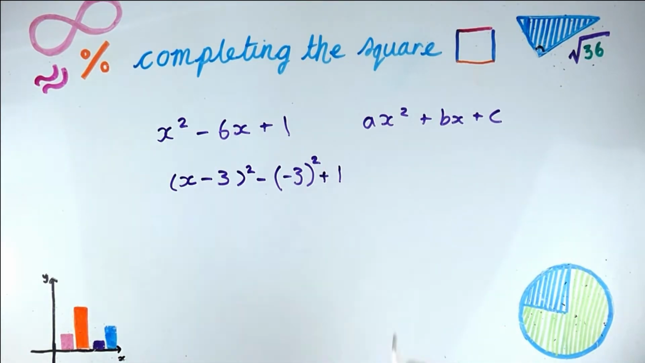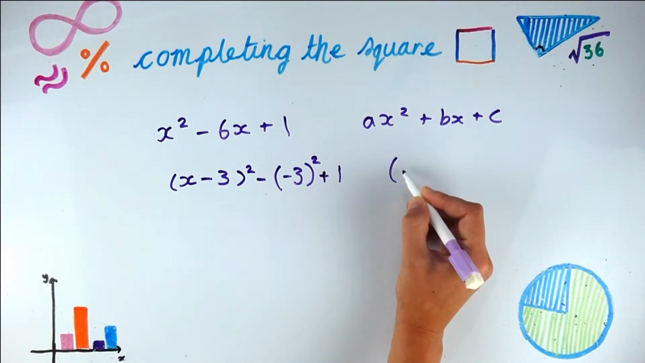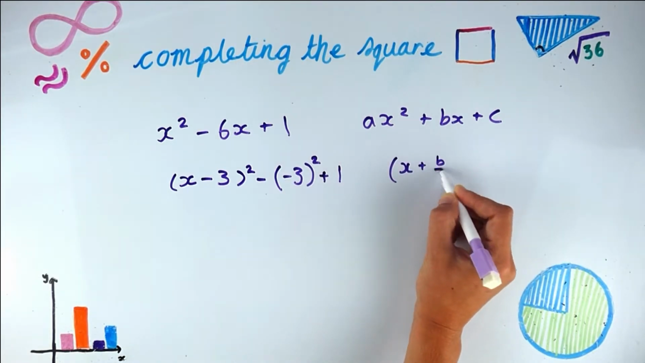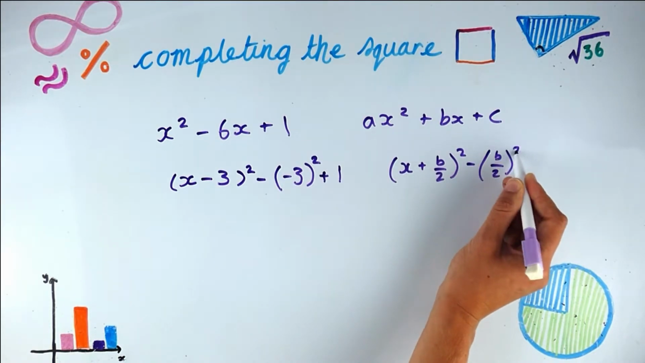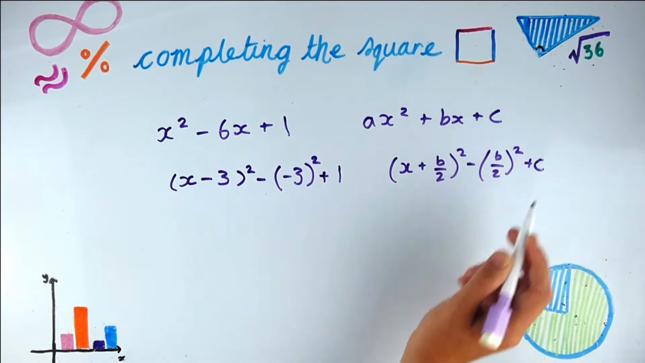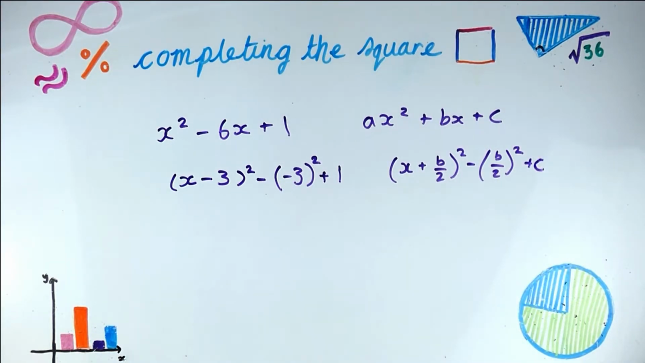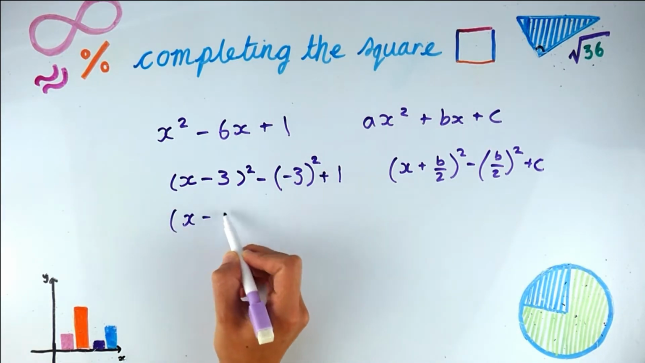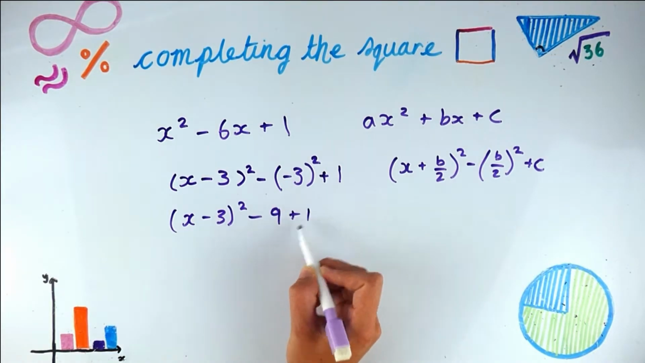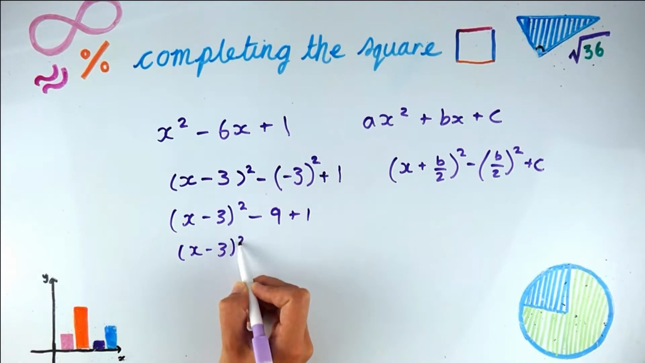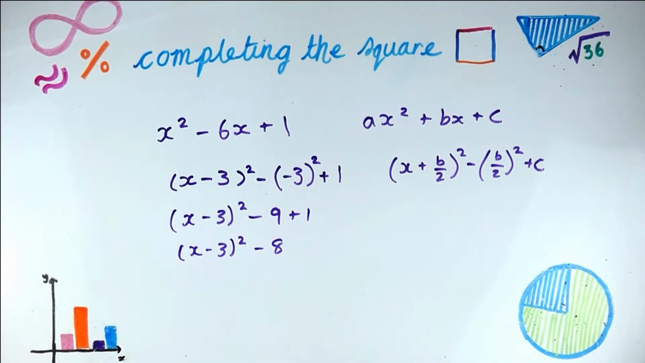Great. Okay, so I'm going to write that in the a, b, c form here. So we've got x plus b over 2 squared minus b over 2 squared plus c. Now we're just going to simplify this out to get our answer. So minus 9 plus 1. Boom. Perfect. Right, I'm going to use exactly the same steps as Hannah has now for example 2.